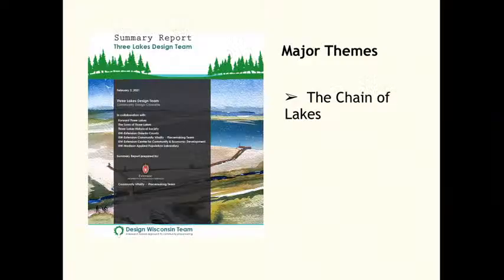In addition, 5 major themes were identified in the report. These are concepts that can be central to the development and implementation of the vision. These include the importance of the chain of lakes in identifying who we are. The chain is the template on which this community is built. Whether you own land on the water or not, whether you are a full-time resident or a seasonal resident, we all identify with the chain. It is the bedrock of this community.